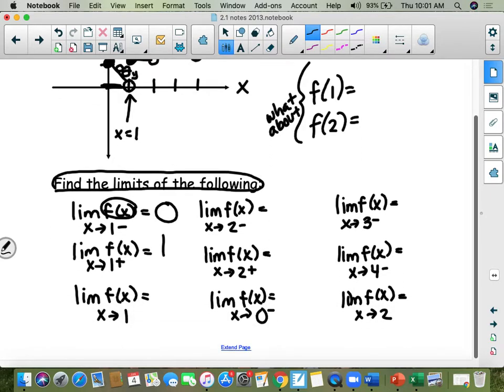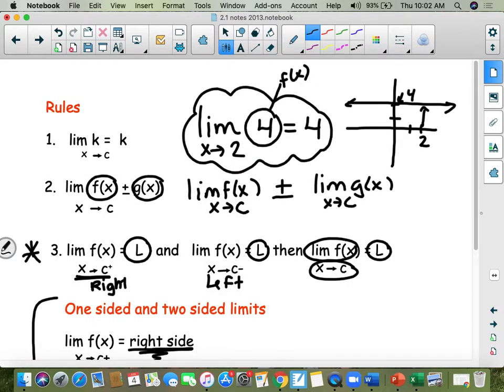Okay, now find the limit of f of x as x is approaching 1. There is no plus, there is no minus. What happens if it's approaching just 1? If it's approaching 1, it's coming from both sides. Let's go back to the rule. If it's approaching 1 from the right, what did I get? From the right, I think I got a 1 there. Approaching it from the left, I got a 0 here.